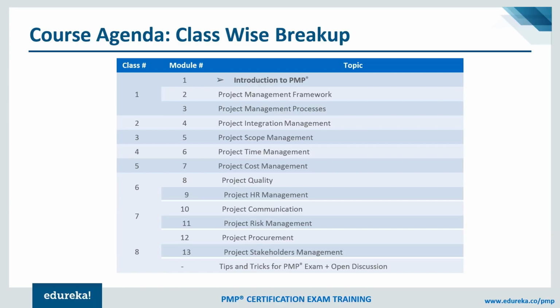Class 6 will have 2 modules, which are relatively smaller modules: project quality management and project HR management. Class 7 is again made up of a small module of project communication management and a very important topic, that is project risk management. And class 8, last and final class, we will have a knowledge area, that is project procurement management, and project stakeholder management.